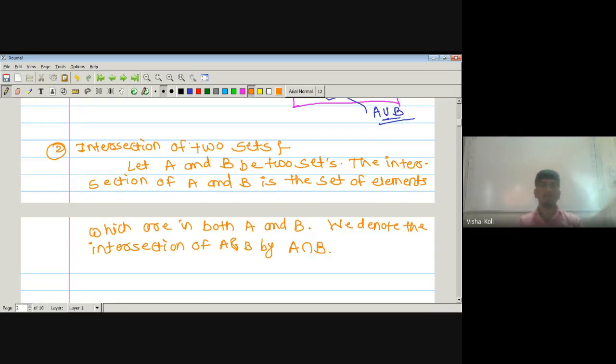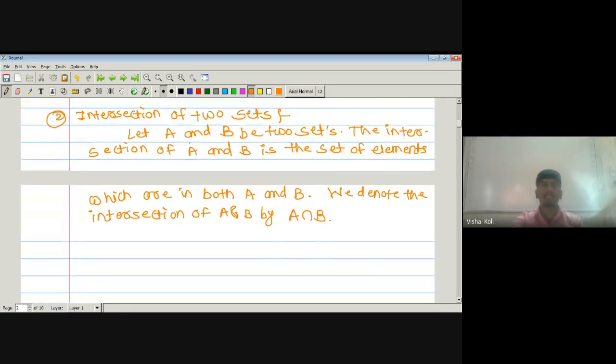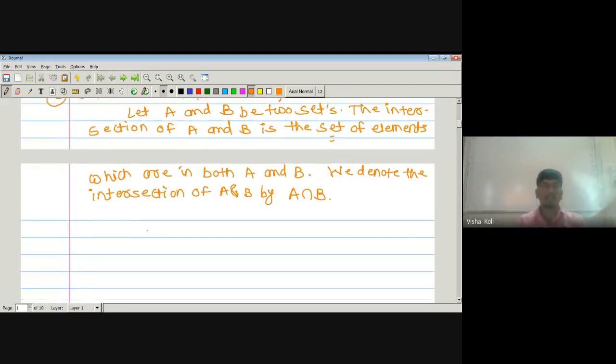So if we have two sets A and B, then the intersection of these two sets is again a set, and it contains the elements which are present in both A and B. That is, it contains the elements which are members of both A and B. Then only they belong to its intersection. Otherwise, they are not possible. Symbolically, it can be written as A intersection B contains all those elements x which are present in both A and B.